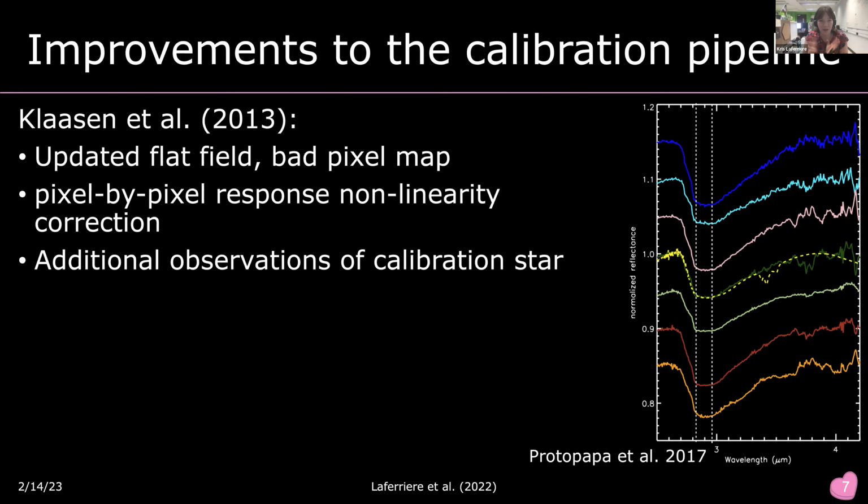Improvements to the calibration pipeline occurred after Sunshine et al. 2009. So Klassen et al. 2013 updates the flat field and the bad pixel map and provides a correction for the pixel by pixel nonlinearity. And they had additional observations of the calibration star. And so all of that resulted in some improvements of these observations presented in Protopapa et al. 2017, and were incorporated into our work.